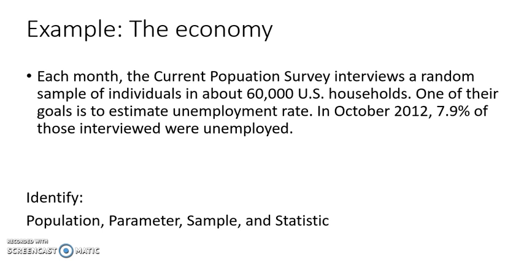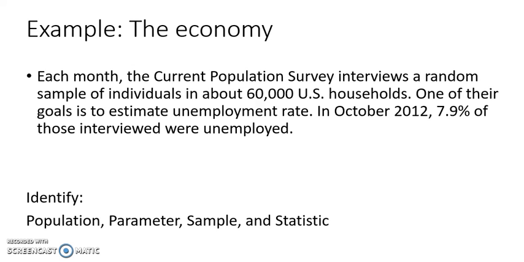So in this example, it says each month, the current population survey interviews a random sample of individuals in about 60,000 U.S. households. One of their goals is to estimate unemployment rate. In October 2012, 7.9% of those interviewed were unemployed. We want to identify the population, the parameter, the sample, and the statistic. Take a minute, pause the video, and see what you think.